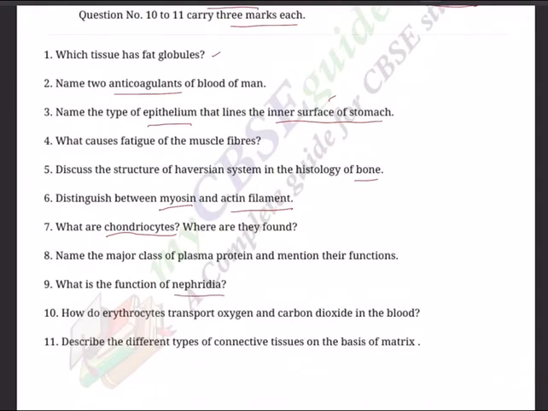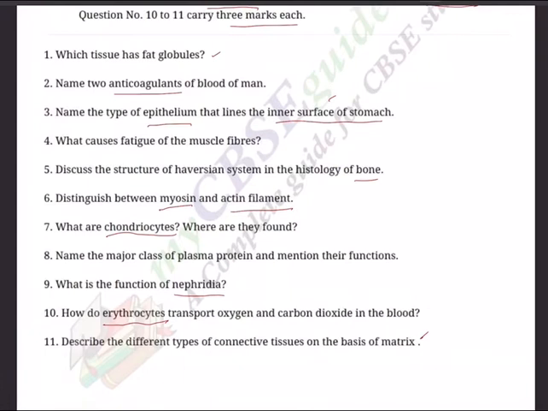Now 3 mark questions. Question 9. What is the function of nephridia? Next, how do erythrocytes transport oxygen and carbon dioxide in the blood? Question 11. Describe the different types of connective tissue on the basis of matrix. So take a paper, start writing the answers, and support your answer with a beautiful sketch and label it properly. Always try to draw a diagram wherever you feel that the answer can be enhanced.